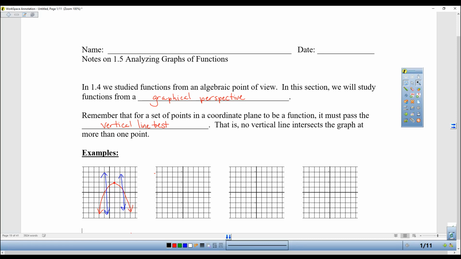Now I'm going to draw a square root function. A square root function would look something like this. It could be anywhere on the graph. I just chose to draw mine over there. No matter where I draw a vertical line, it passes the vertical line test.